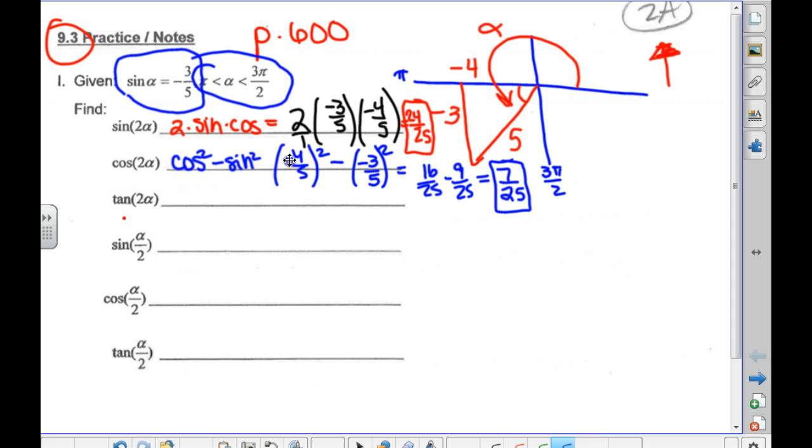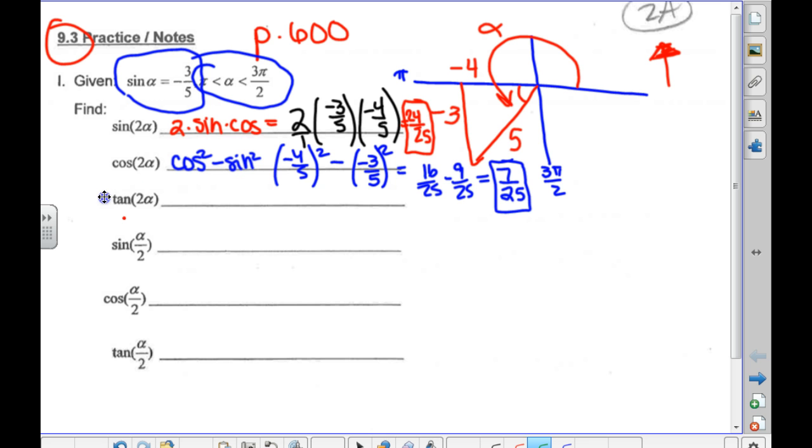Be careful you don't do something crazy like change your minus to a positive here, because remember you're squaring it and all that kind of good stuff. I use cosine squared minus sine squared because I don't have to get a common denominator. It'll come out with the common denominator.